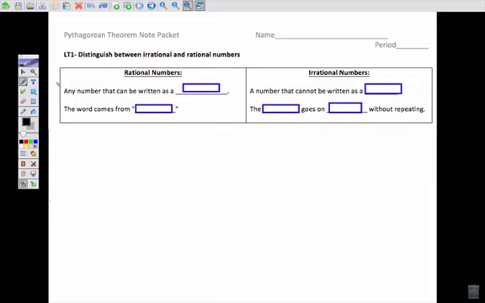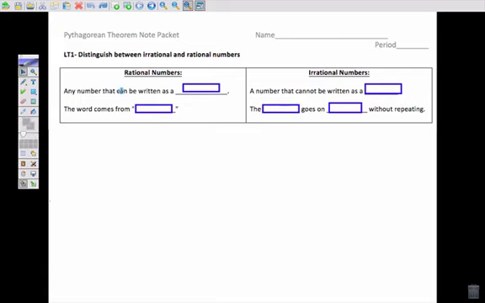Okay, LT1 for this unit is distinguish between irrational and rational numbers. So we're going to look at numbers and decide if they're rational or irrational. It's just a way to categorize numbers. And we're going to be looking at both of these types of numbers in this unit.